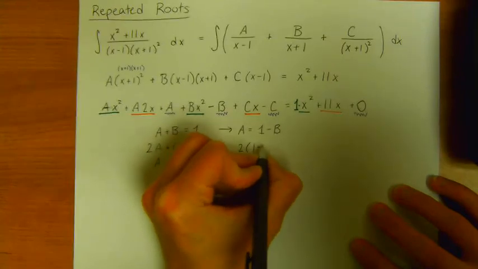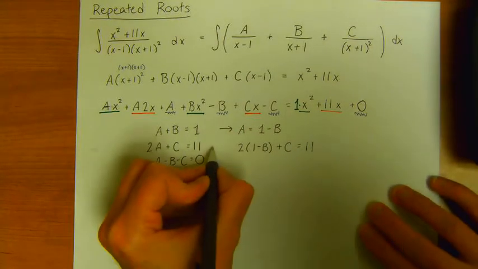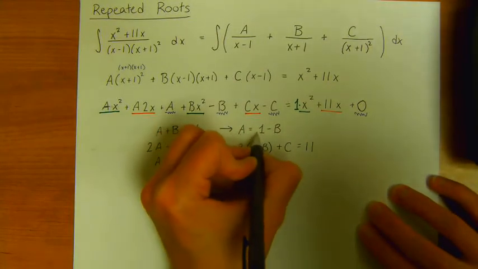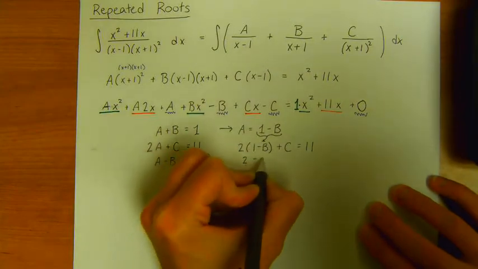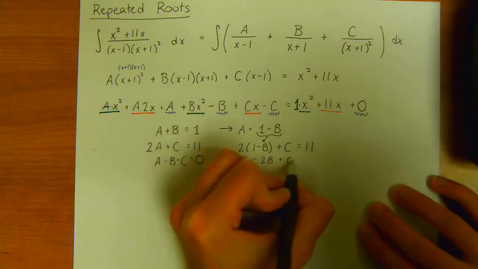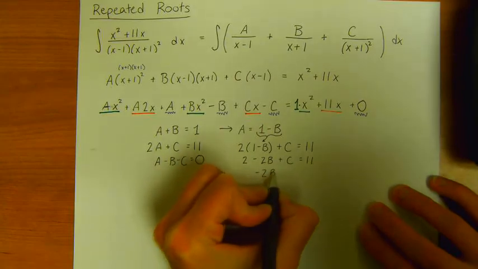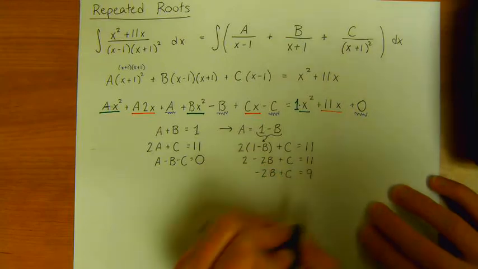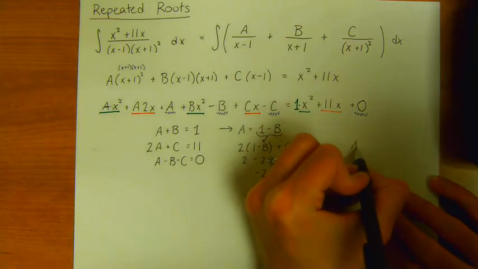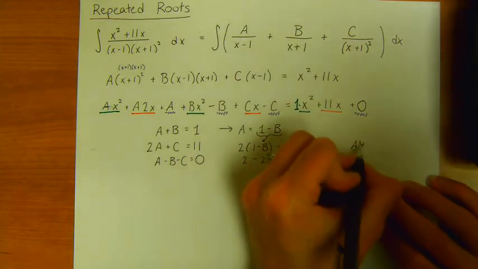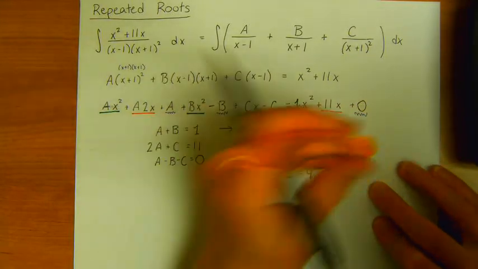So now I get 2 times 1 minus b plus c equals 11. So this is plugging this into the second equation. And I'm going to simplify: 2 minus 2b plus c equals 11. Subtracting 2 from each side, negative 2b plus c equals 9. I'm going to take this and also plug it into the third equation. So a minus, whoops, what is a? Sorry, I'm eliminating my a's. A's are equal to 1 minus b's.